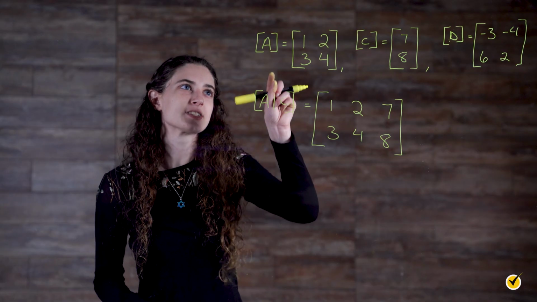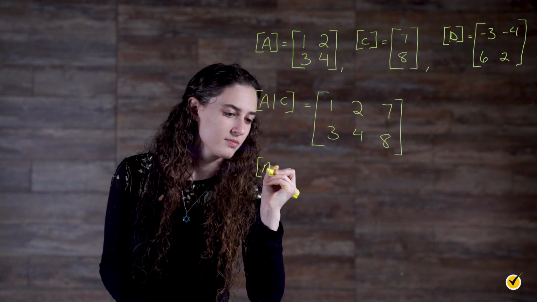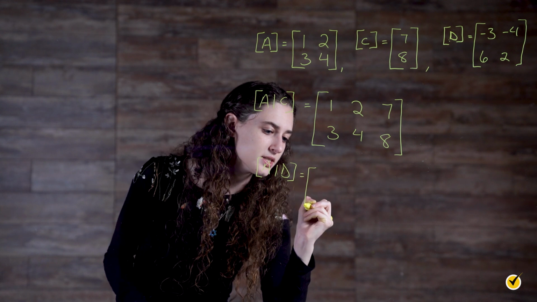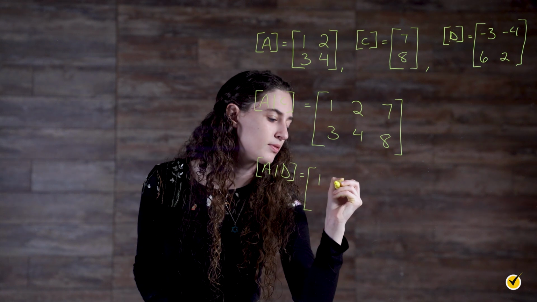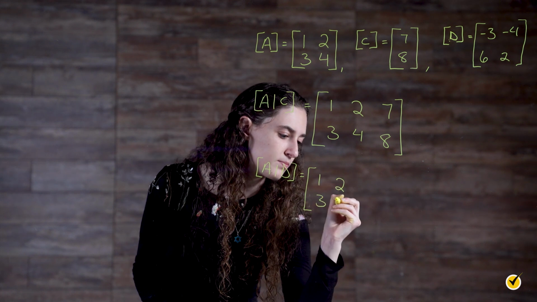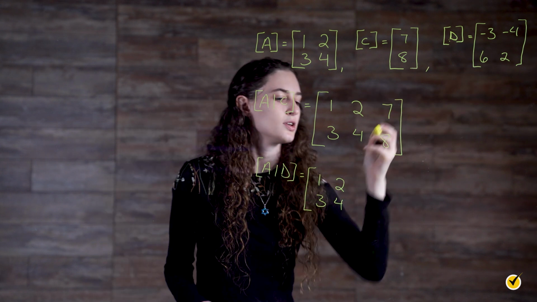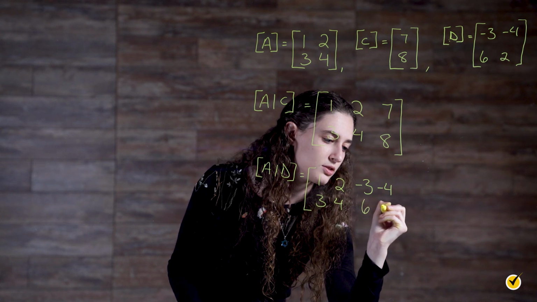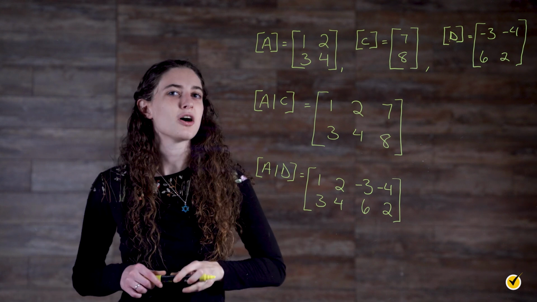Now let's augment matrix A and matrix D. So A augment D would look like this. Remember, start with A and just copy it down. Then we simply add D to the end of A. So -3, -4, 6, 2. And that's it. That's how you augment matrices.